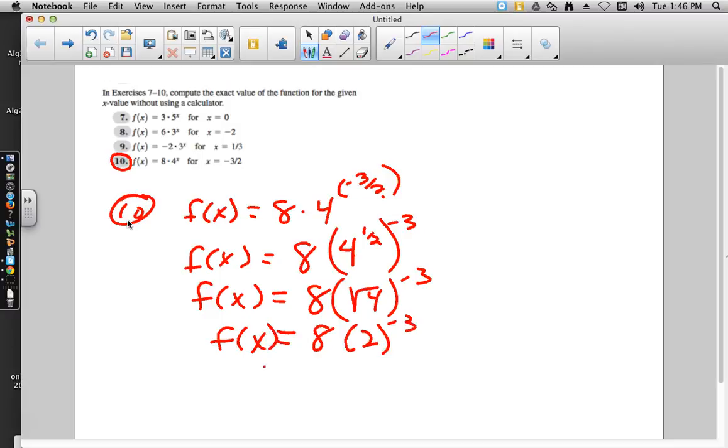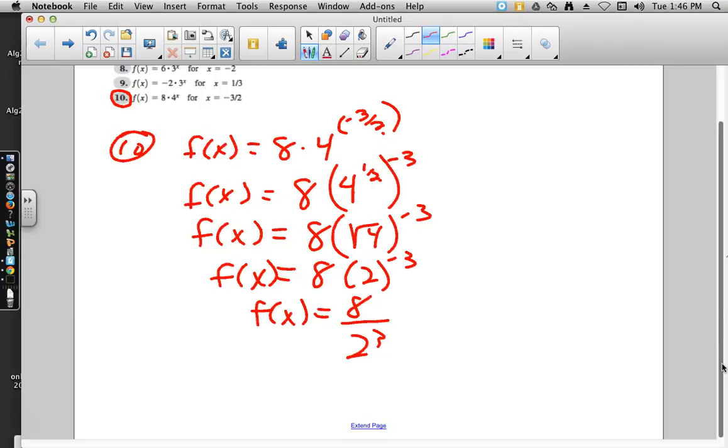Well, then f of x is going to equal 8 over 2 to the 3rd, because whenever we have a negative power, that's for a reciprocal, and that will be 8 over 8. So the answer is 1 for number 10. So that one is just some serious manipulation of our powers here. So remembering all of those power rules to get through there.